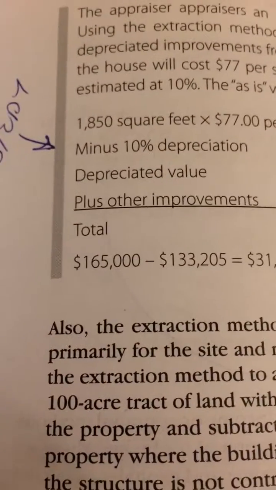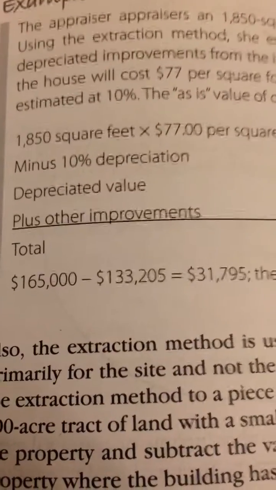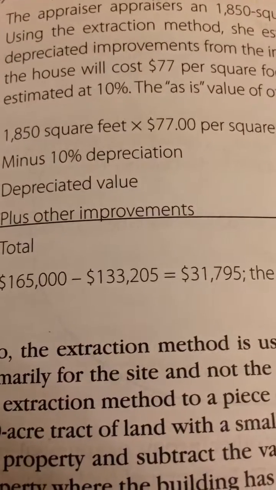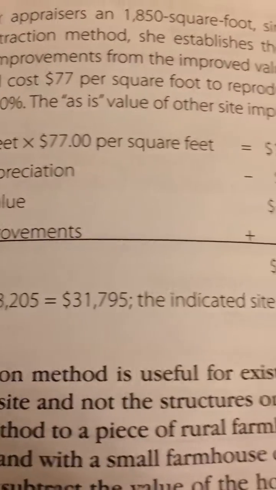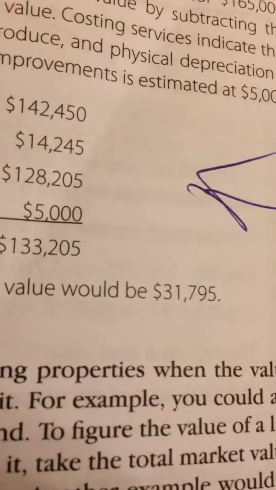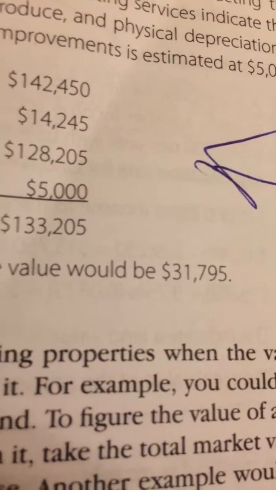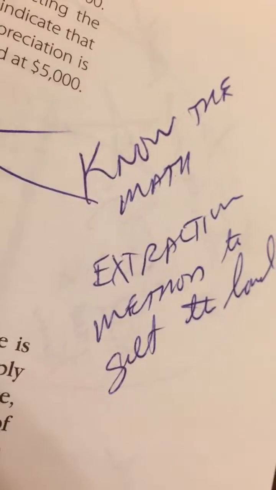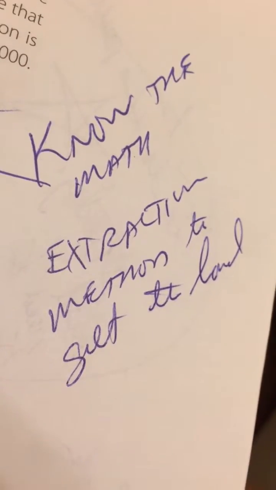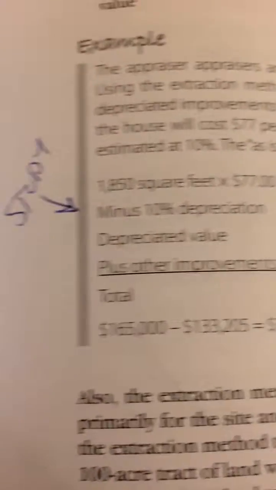So you go 165,000 minus 133,205 equals $31,795. The indicated site value would be $31,795. Extra note: know the math. Extraction method to get to land.